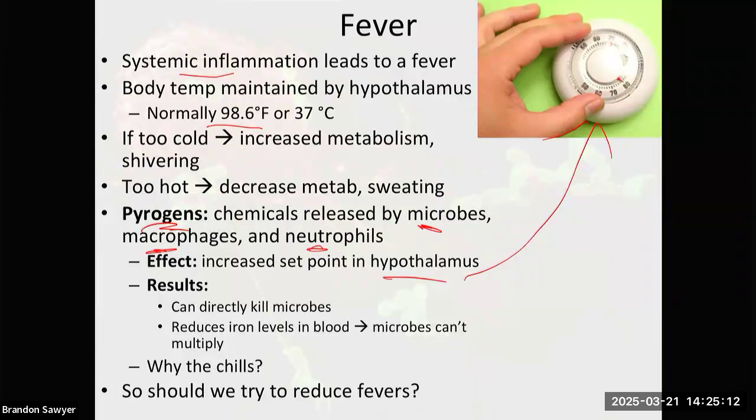So should we try to reduce fevers? Fevers are actually helpful for fighting sickness. But they're dang uncomfortable, right? They're very uncomfortable. They make you feel terrible. So it's kind of up to you.